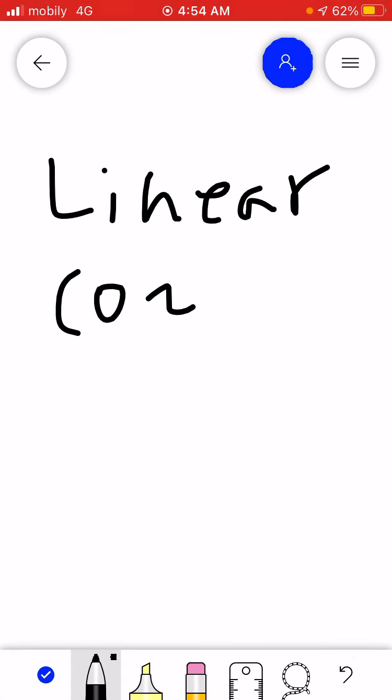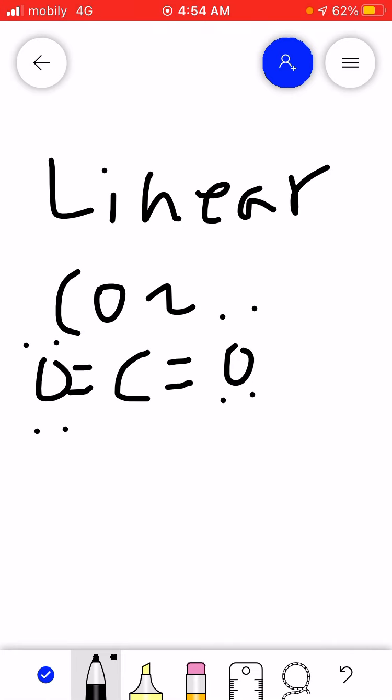Well, think about it. If we put CO2, that means carbon is going to be in the middle, and we put double bonds, which then we put oxygen, and that's basically symmetrical. The lone pairs of oxygen are symmetric, so they're going to cancel out. So this is a good linear shape, whereas H2O is not linear.